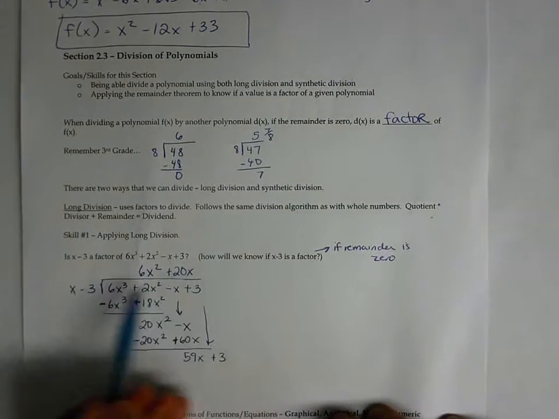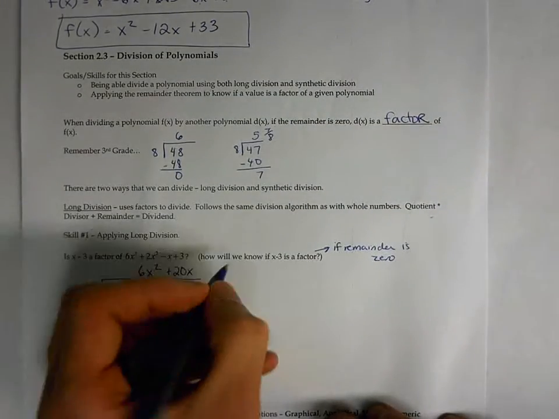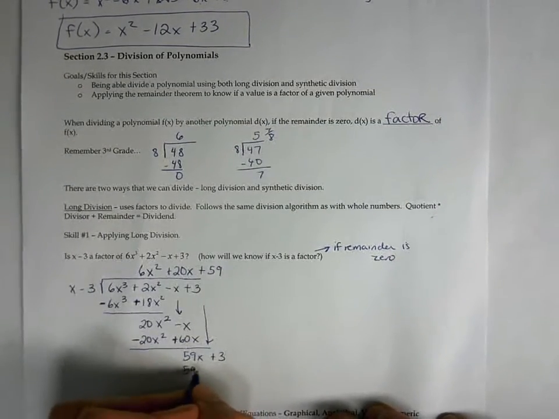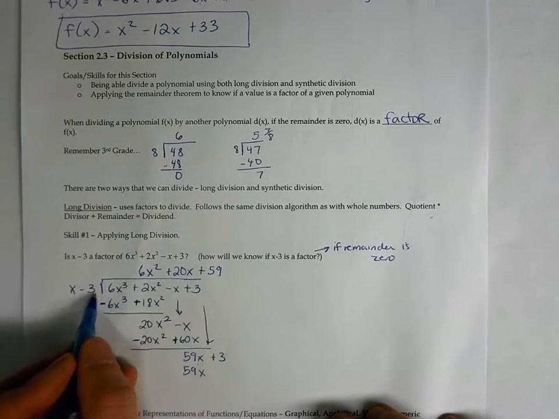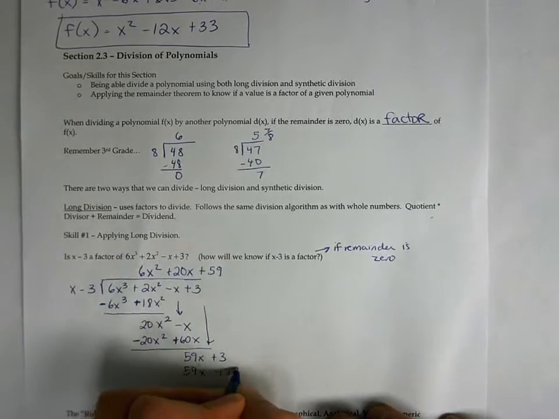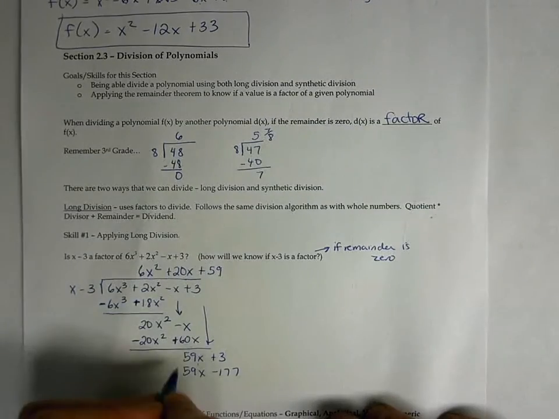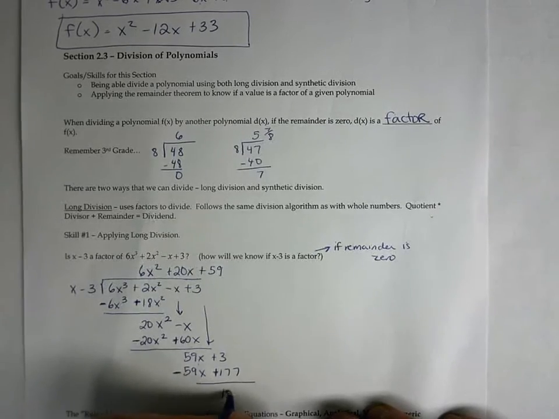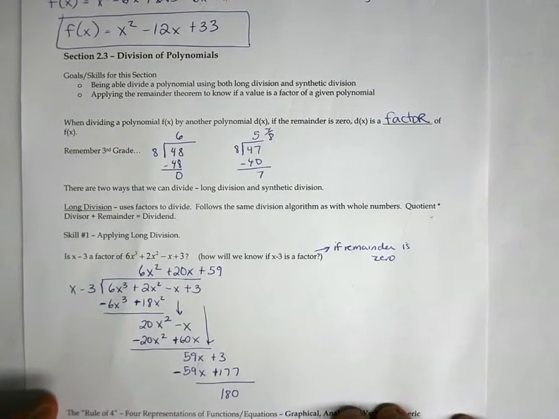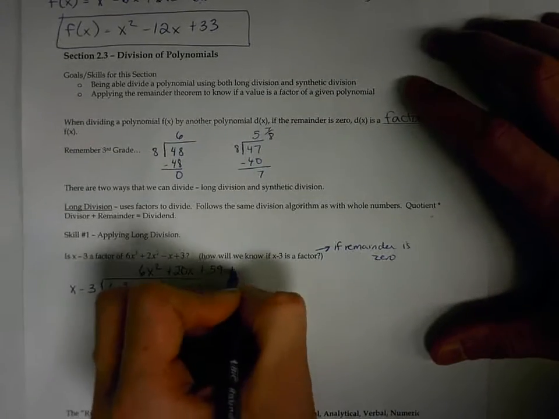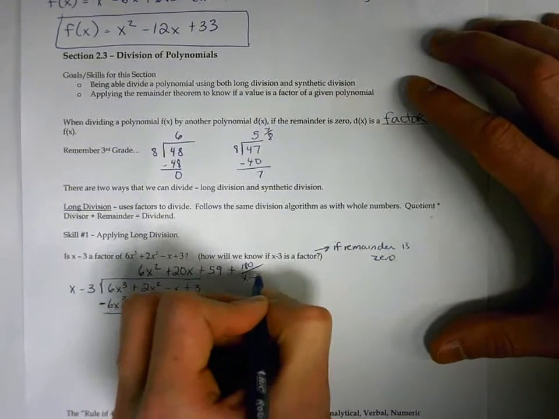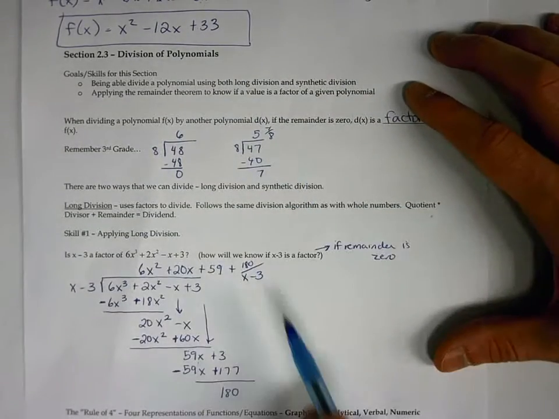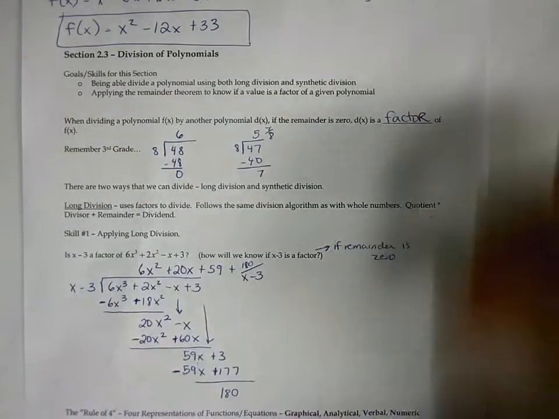Then I ask myself, what times x gives me a 59x? That answer will be 59. So 59 times x gives me the 59x. 59 times negative 3 is going to give me a negative 177. We subtract, and when we subtract, we switch all of our signs. And we end up with a remainder of 180. And the way to write that is 180 over my divisor. Just like up here it was 7 over 8. Right here we have 180 over x minus 3.